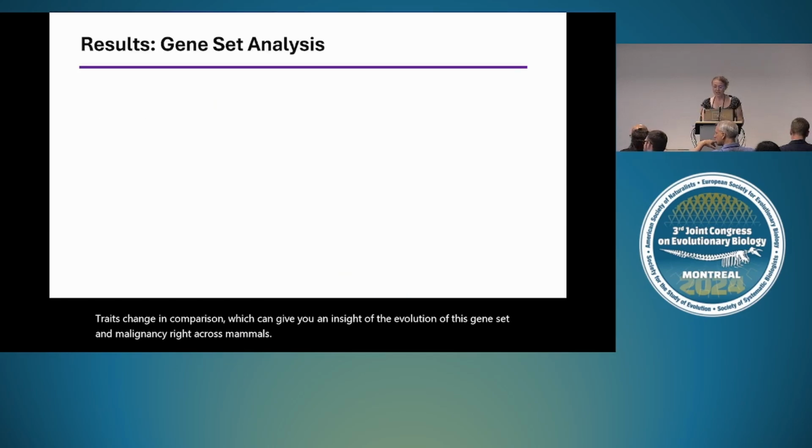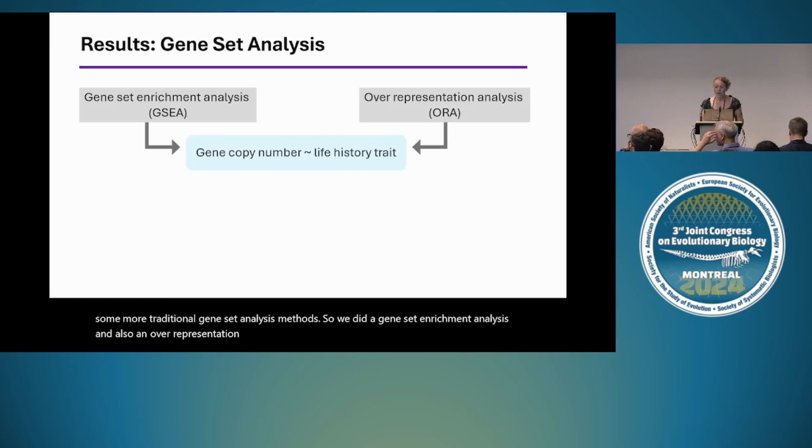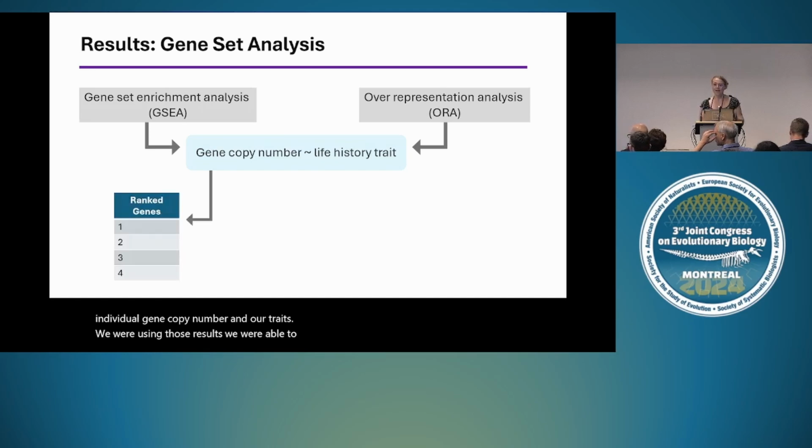So when we were investigating gene sets, we didn't just do a PGLS analysis, we also employed some more traditional gene set analysis methods. So we did a gene set enrichment analysis and also an overrepresentation analysis. Both of these methods relied on our individual gene results. So that initial association test we did that looked at the association between individual gene copy number and our traits, we were using those results, we were able to rank genes. And using this ranked list of genes, we were able to see if any gene sets were enriched at the top of this list to do a gene set enrichment analysis.